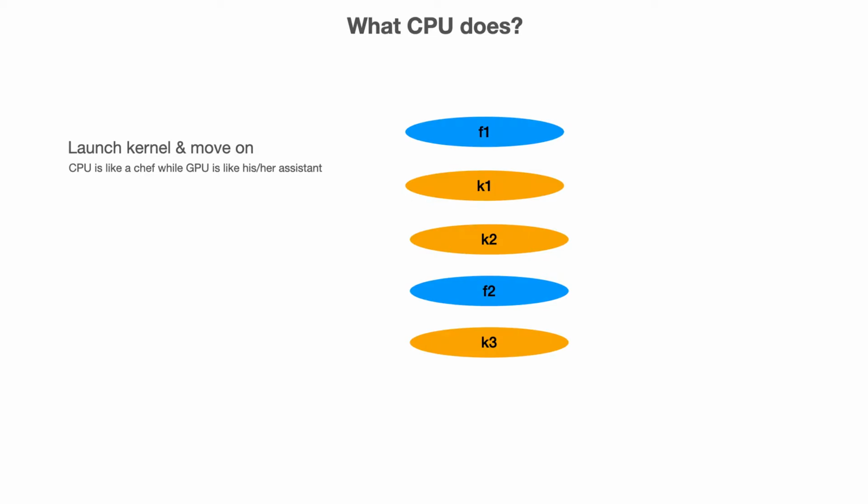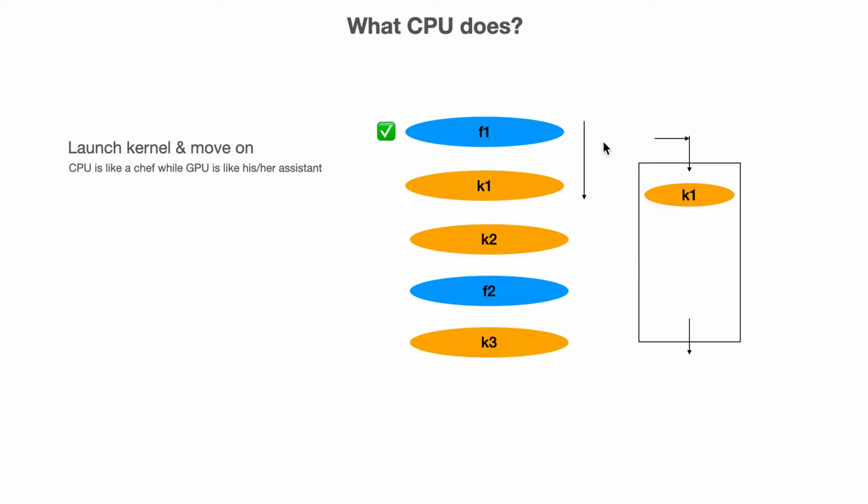So let's start with an example. Let's say we want to execute this program. The blue color represents the CPU functions, while the yellow color represents GPU kernels. The CPU will start from this first function. It's going to execute this first function completely and move further. Once F1 is finished, it's going to move to kernel 1 and schedule it. By scheduling, we mean that we push kernel 1 into some kind of queue which the GPU driver maintains. Now kernel 1 is pushed to the GPU queue.